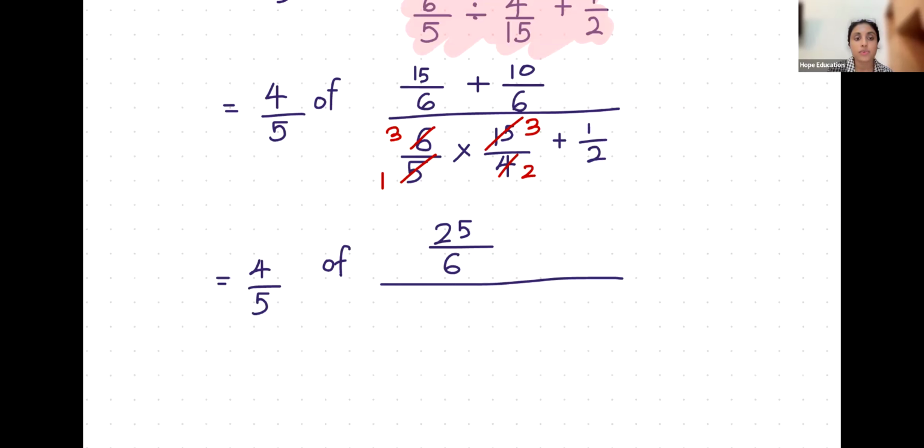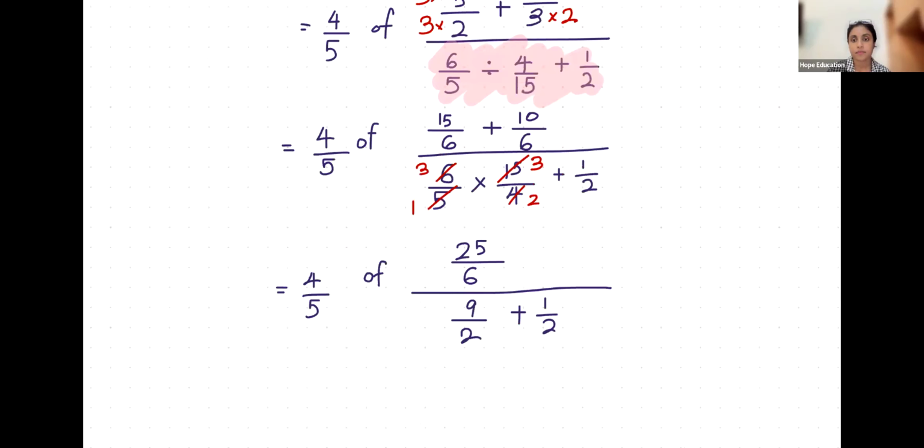So on top I have left here 3 and here 3. So 3 times 3 is 9. Below, 1 times 2 is 2. Plus, here I have 1 over 2. Up to this point, is it clear, Lamai? Others?